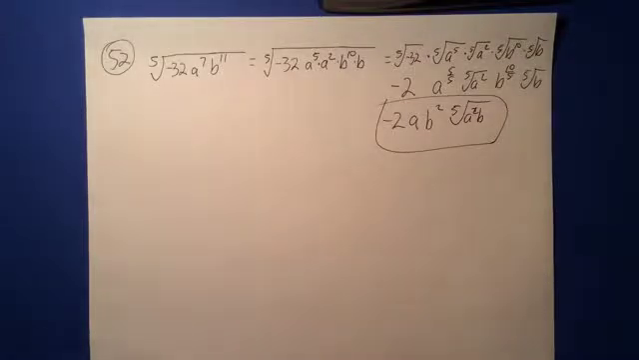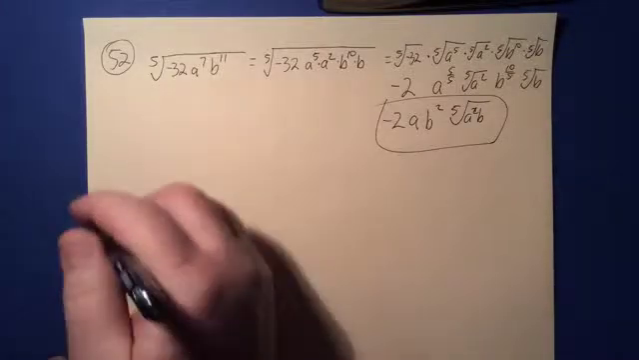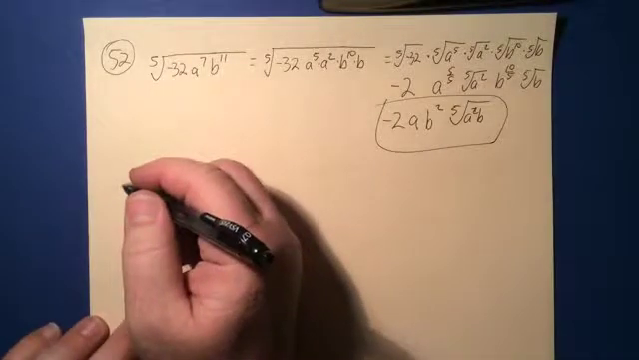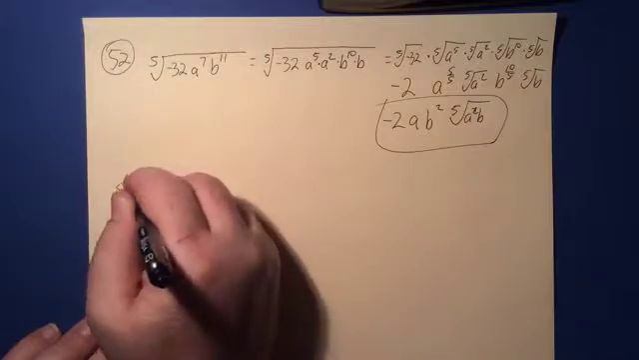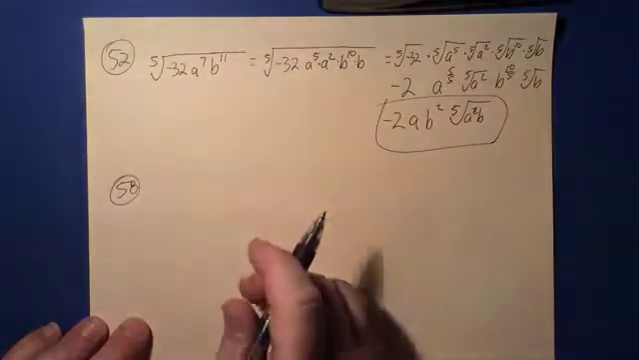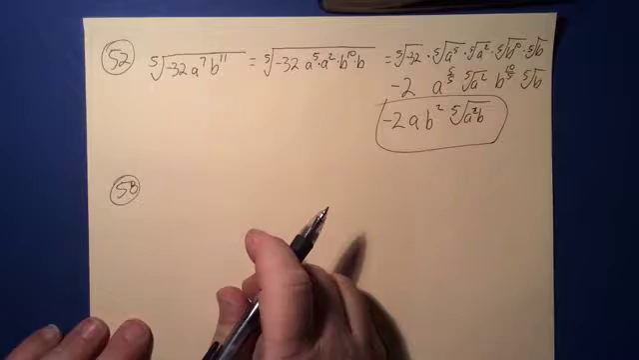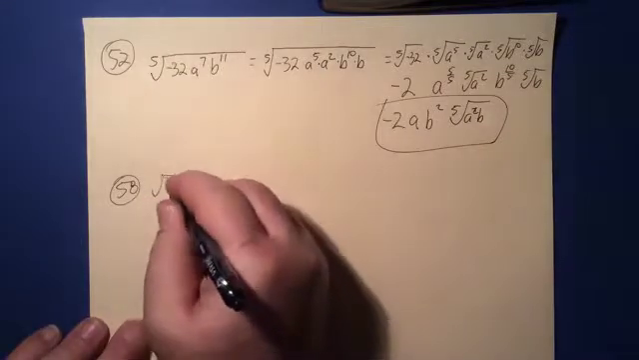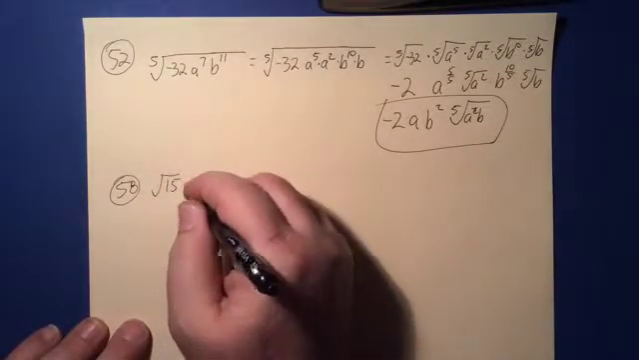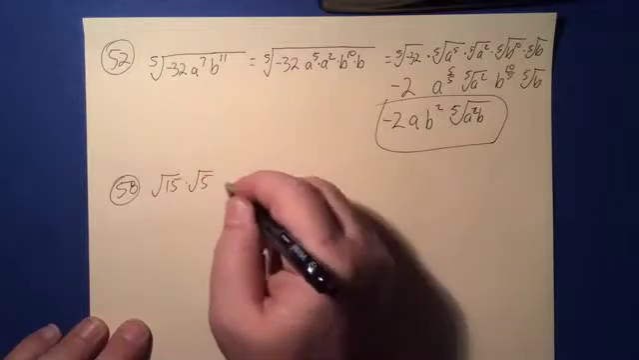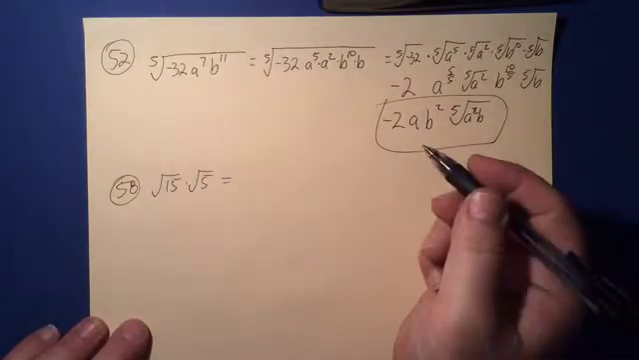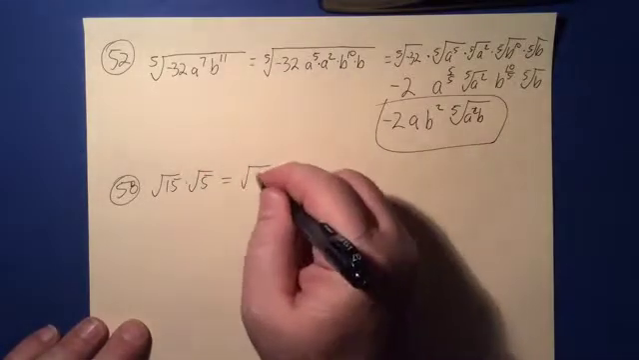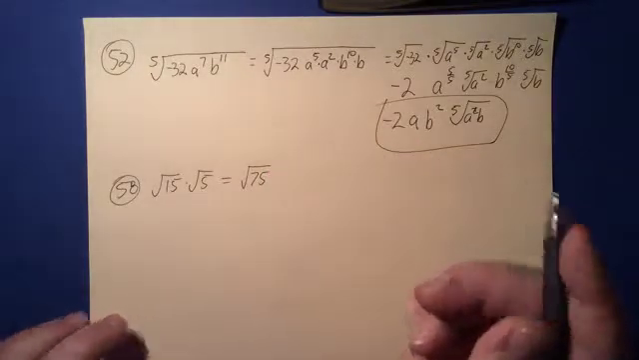So let's go ahead and apply to some problems where we're actually multiplying radicals, and we have to do this together. So let's take a look at a few simpler problems. Let's go ahead and take a look first at question 58. So this is going to be radical 15 times radical 5. Well, we're just going to go ahead and multiply this together. That's going to give us radical 75.